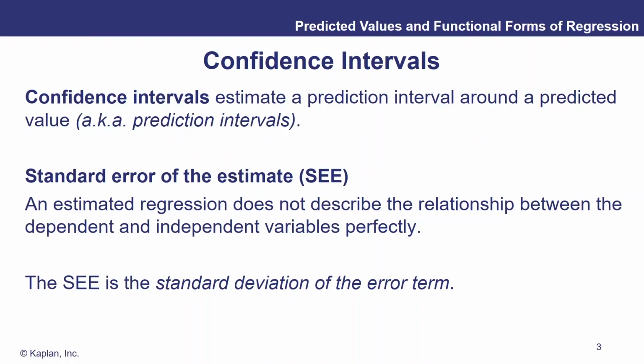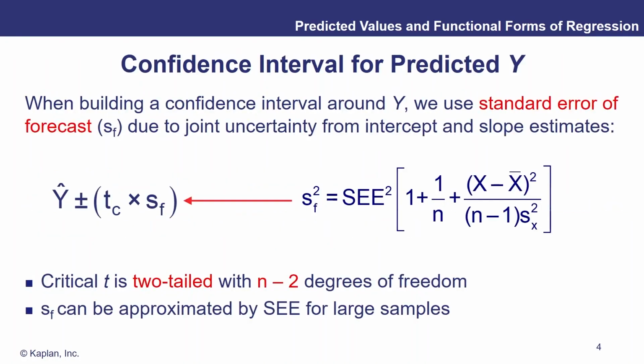So an estimated regression does not describe the relationship between the dependent and independent variables perfectly. We know there is an error term, and the standard error of the estimate is the standard deviation of that error term. It's not standard deviation around the mean, remember. It's standard deviation around the forecast value. So when we're creating a confidence interval, what we're going to use is the standard error of the forecast.